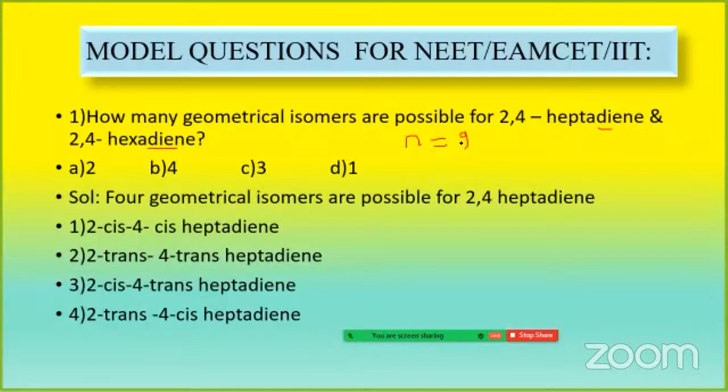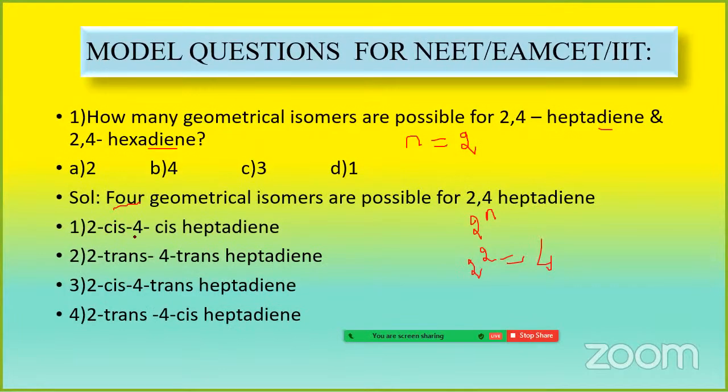For 2,4-heptadiene, I am solving here. 2,4-heptadiene means number of double bonds is 2. So we can use the formula 2 to the power of n. Here n is equal to how much? 2, right? So 2 to the power of 2. 2 square is how much? 4. So that's why we are getting 4 geometrical isomers for 2,4-heptadiene. So how to write all those geometrical isomers?